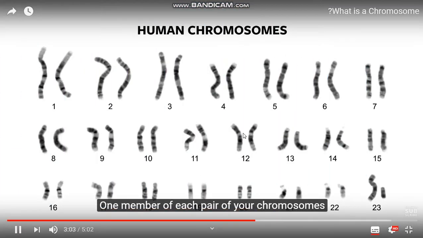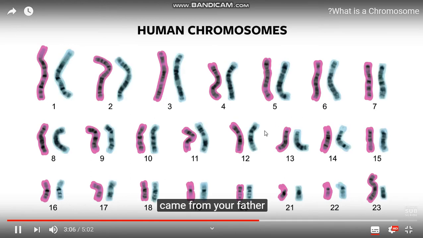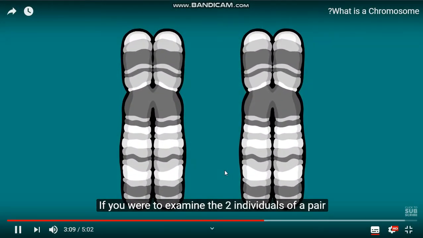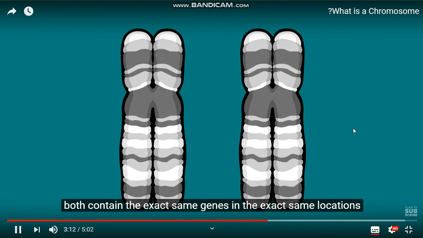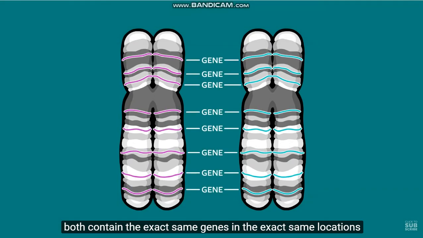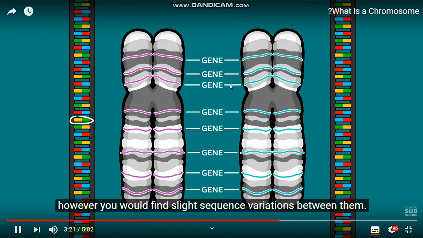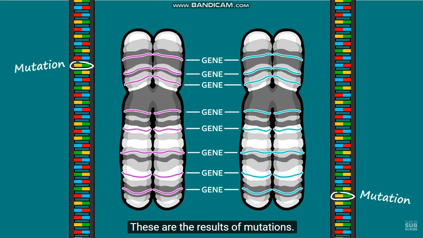One member of each pair of your chromosomes came from your mother, the other came from your father. The chromatids in red come from your father, and in blue come from your mother. So you have two chromosomes, one from your father and the other from your mother. If you were to examine the two individuals of a pair, you'd find that for the most part, both contain the exact same genes in the exact same locations. If you were to zoom into the actual genetic code, however, you would find slight sequence variations between them. These are the results of mutations.